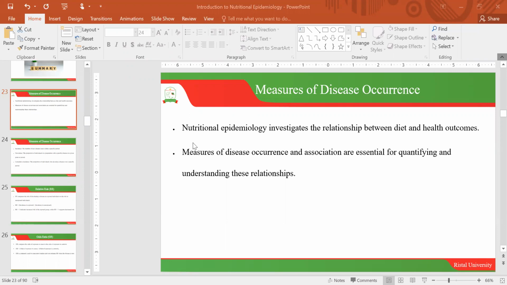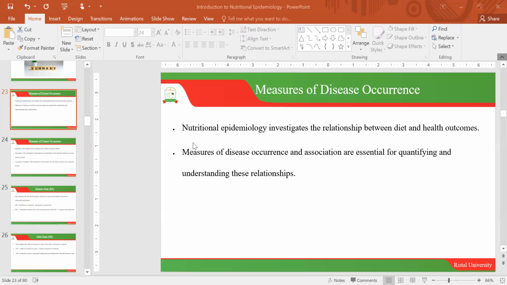All right, so in this presentation, we are going to look at two concepts. The first one is measures of disease occurrence, and the second one is measures of association. Remember that we actually look at the association between diet and health outcomes. In nutritional epidemiology, that is the goal.